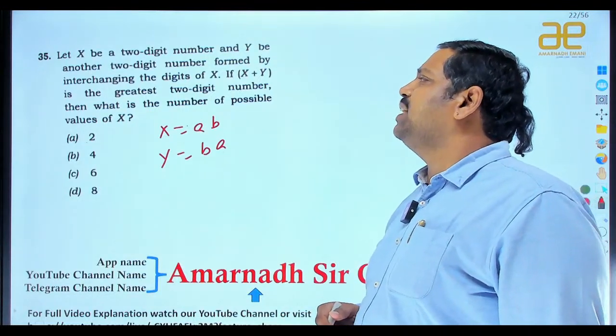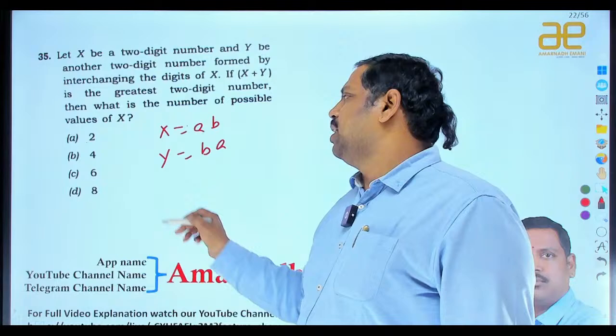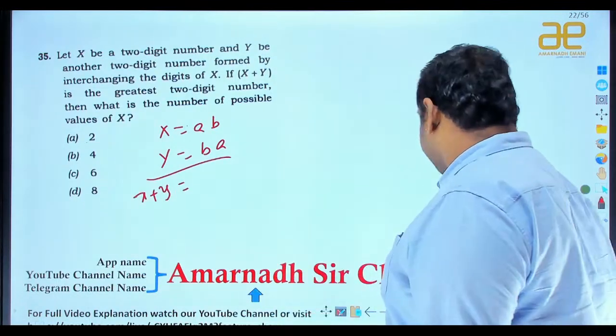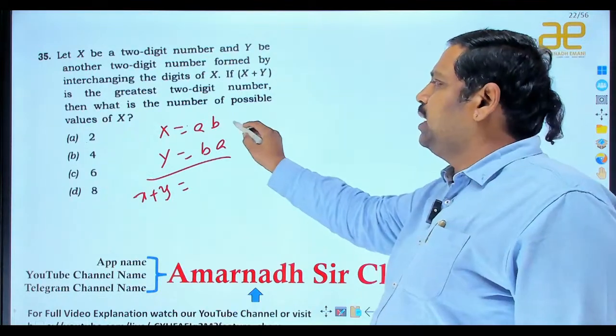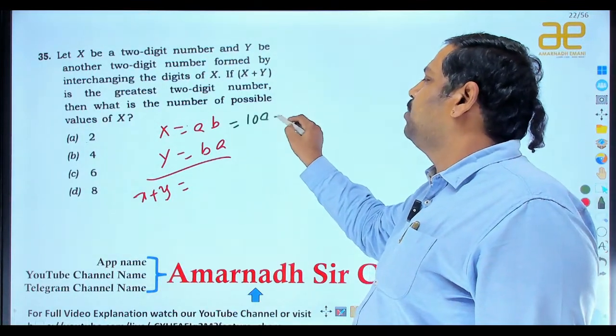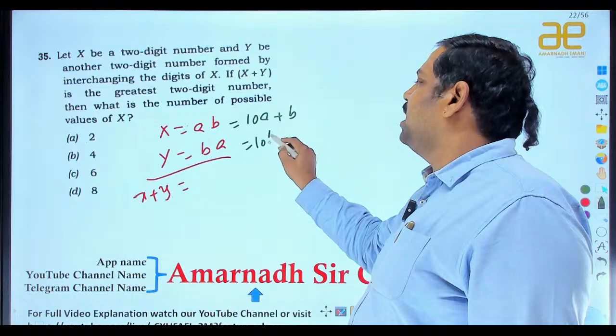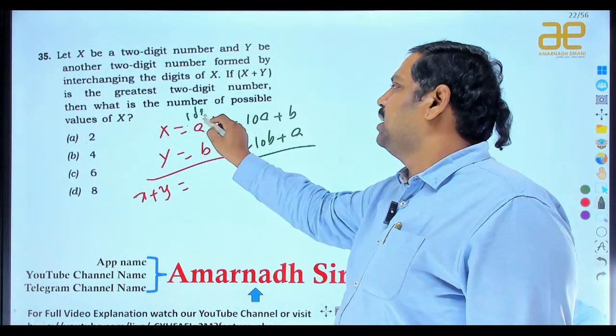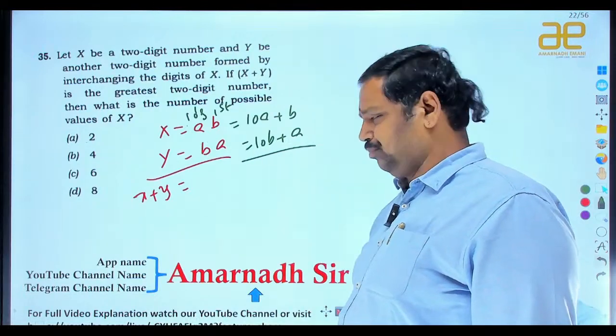If x plus y is the greatest 2-digit number, so x plus y, if you add, in the class I have already said that AB means it is 10A plus B. BA means 10B plus A, because it is the 10's digit and the 1's digit. You have to multiply with that.